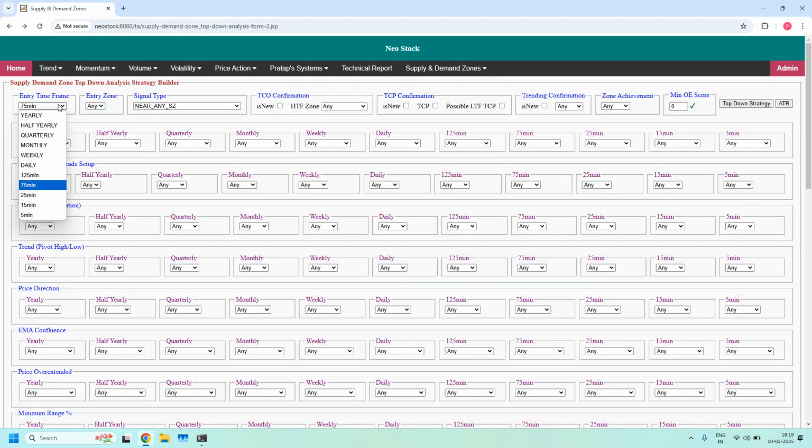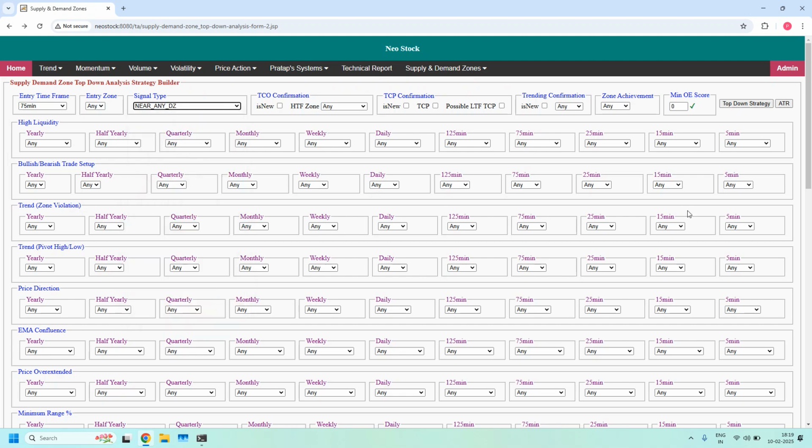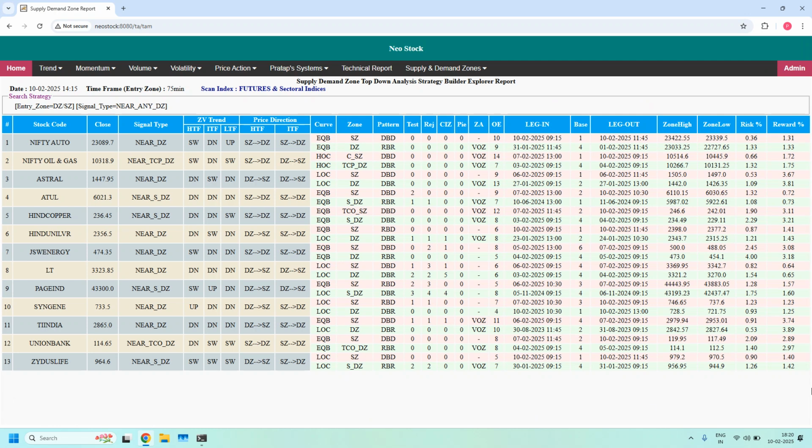Entry time frame 75 minutes. Let us find the stocks near 75 minutes demand zone. We got 13 stocks. Let us identify high liquidity 75 minutes demand zones from this list. Nifty oil and gas, but it is not listed in F&O. So I am leaving this.